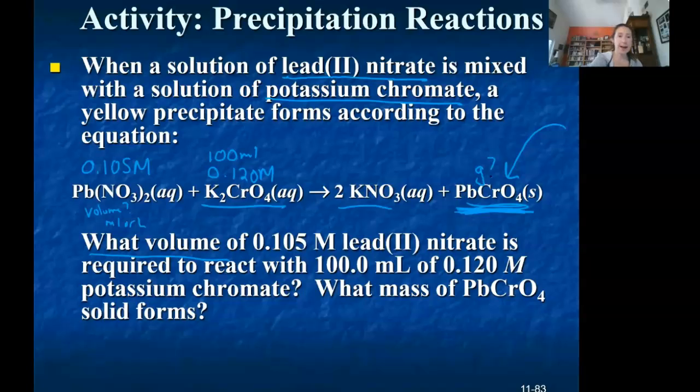So if you had a bottle of this potassium chromate and on the bottle it said the concentration is 0.12 molar, and the lab procedure said add 100 milliliters of it to your beaker. And so you add 100 milliliters of this to your beaker. And then the question is, how much of the lead nitrate should you add, right? So how much of that lead nitrate should you add? And then the question is, how much of the stuff is sitting on the bottom? So how much of that lead 2 chromate is sitting on the bottom of your beaker?